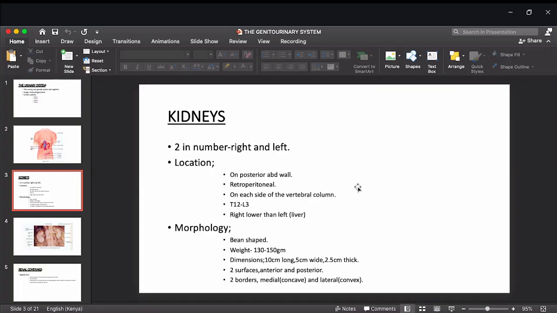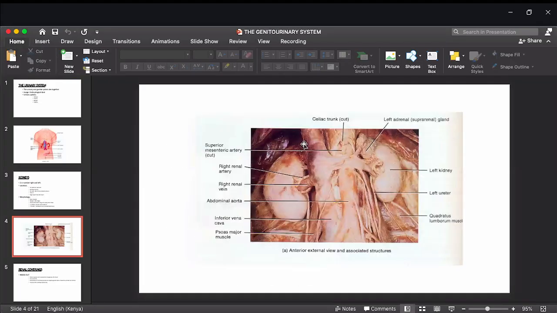The kidney is bean shaped, and the weight of the kidney is normally about 130 to 150 grams. Dimensions are 10 centimeters long, 5 centimeters wide, and 2.5 centimeters thick. It has two surfaces, the anterior and posterior surface. Two borders, medial that is concave, and lateral that is convex.